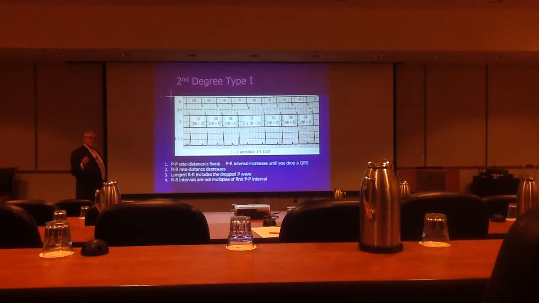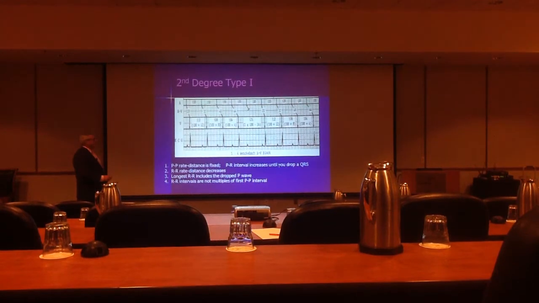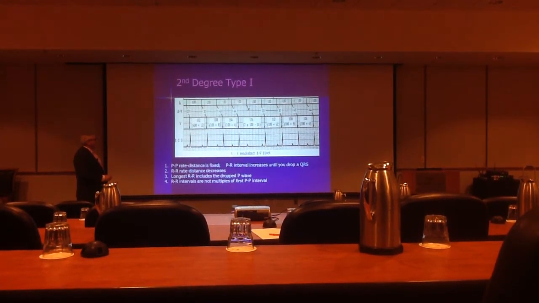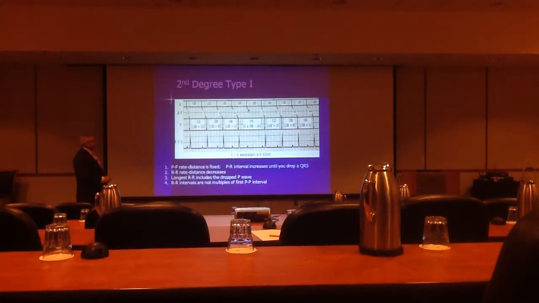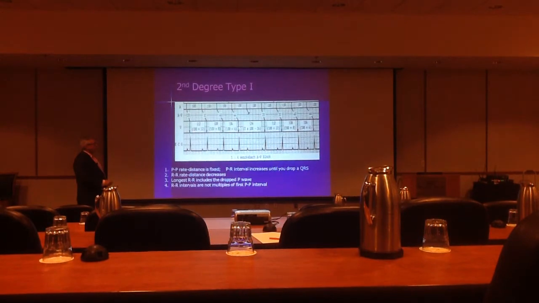So with a second degree AV block type 1, what happens is this. The atrial rates are very regular. They're fixed. The PR intervals increase until you get a P wave that doesn't conduct. The RR intervals progressively decrease, and the area that contains the blocked P wave is not a multiple of the basic PP cycle.